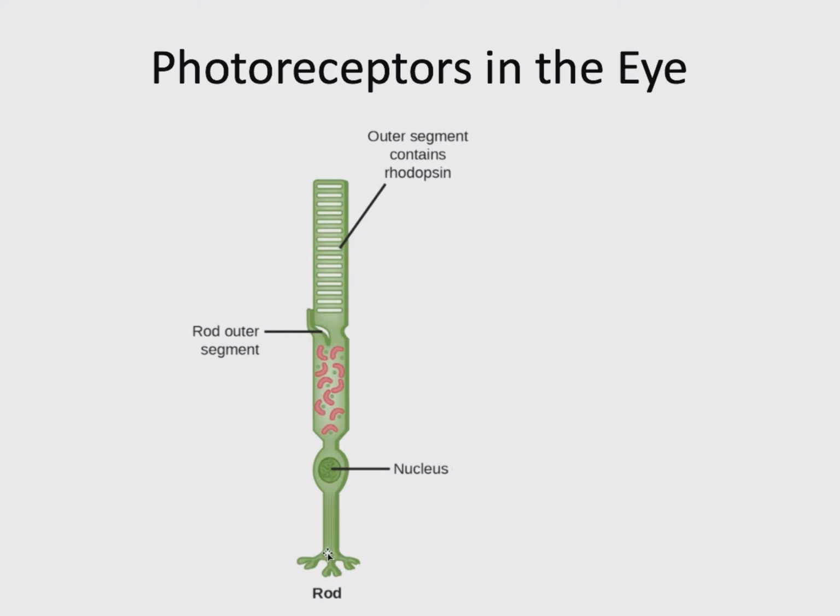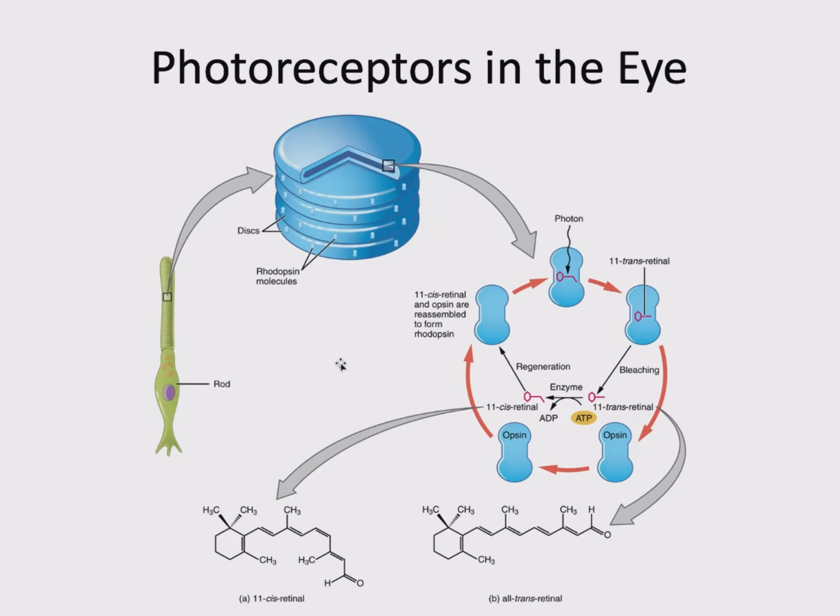The type we're looking at here is called a rod cell. So you have a cell body, which contains the nucleus, you've got the point where it hooks up to other neurons, because of course, once it starts an action potential, it's going to relay it to other neurons and make its way to the brain. But this outer segment is what contains a bunch of photopigment discs. And here is where it can get complicated if you get into the biochemistry of it, which we will not be getting into, but just to show you this so you can appreciate it.